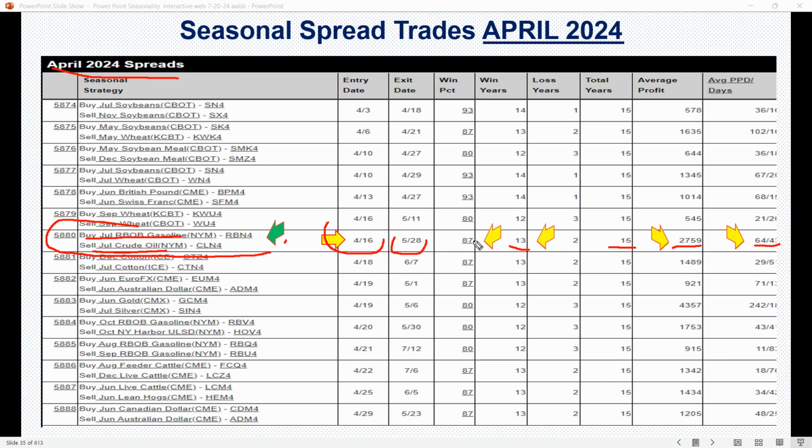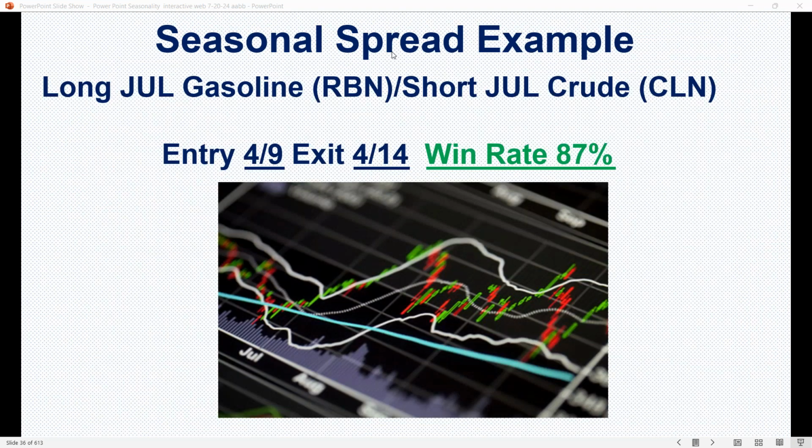But this was one that I liked, and it's pretty high reliability factor, what I call reliability factor. Now, sometimes you're going to have 100% trades in here, but this one was 87%. So here's what the trade would look like using the system, the momentum and cycle system. And this is going long July gasoline, which is called RBOB, contract, short July crude.